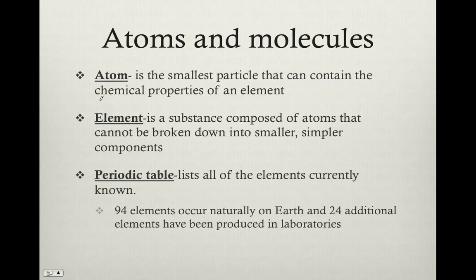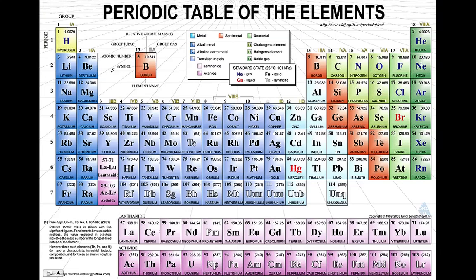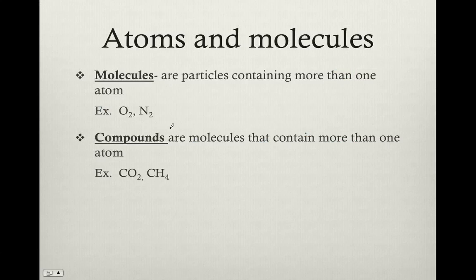Atoms, these are basic definitions. You just need to memorize them. Okay? If you don't know them, make sure to take a look at them. Understand what an atom is, what an element is. Periodic table, understand that this is going to describe all the known elements in the universe. I can spend a full course just on the periodic table, but I won't. That's for chemistry. Molecules, right? Containing more than one atom, so O2, N2. Compounds, molecules that contain more than one atom.